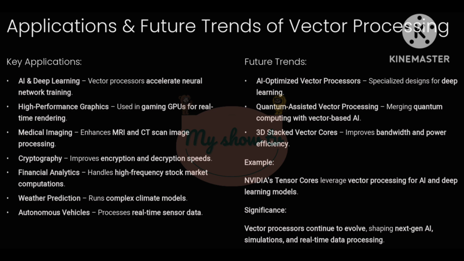Example use case: NVIDIA's Ampere architecture leverages vector processing to accelerate deep learning for real-time AI-powered applications. Significance: vector processors continue to evolve, shaping the future of AI, high-speed simulations, and real-time data processing across industries.